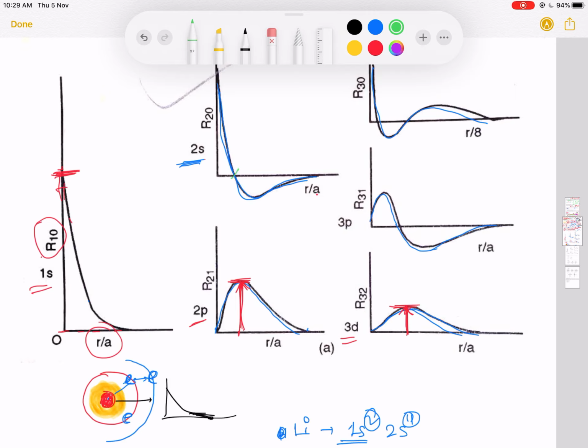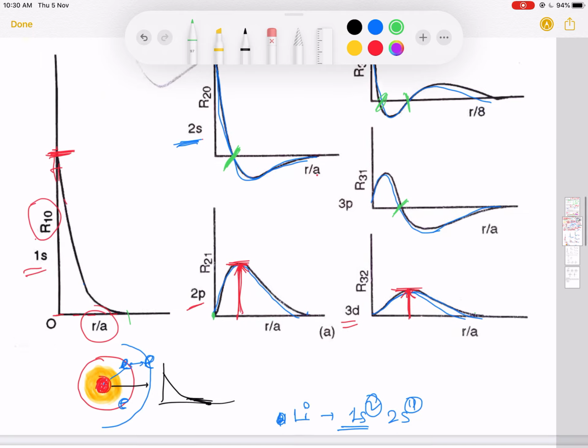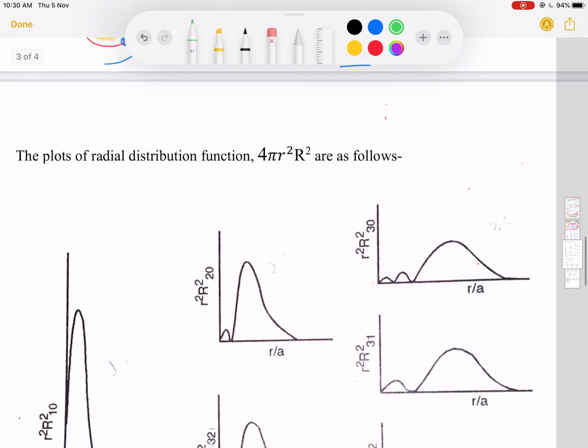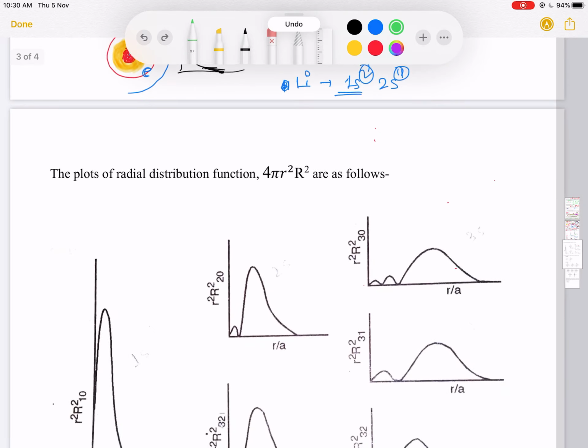We see these are the points where this curve becomes 0, which means it touches 0. So these points are called nodes. Nodes are nothing but those regions, all those locations, where the probability of finding the electron is 0. How we can calculate the number of nodes from these graphs, we'll discuss in this lecture only, in the later part. So let us first discuss the radial plots for the radial distribution function.